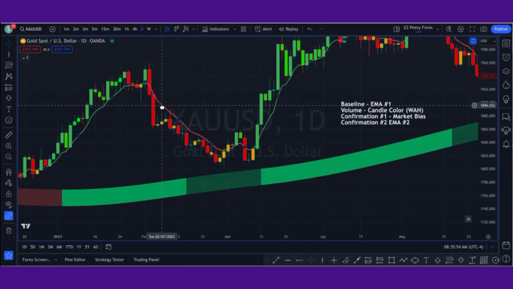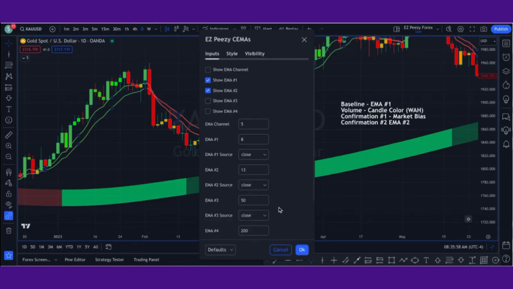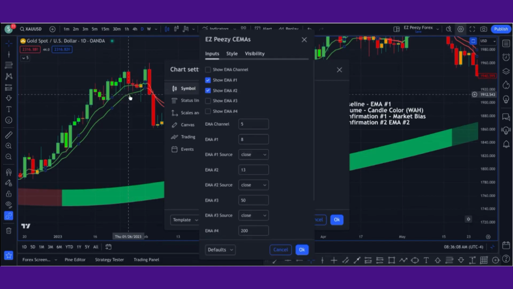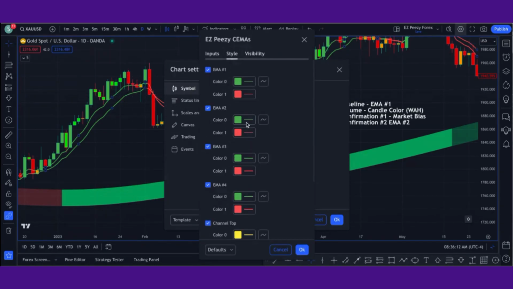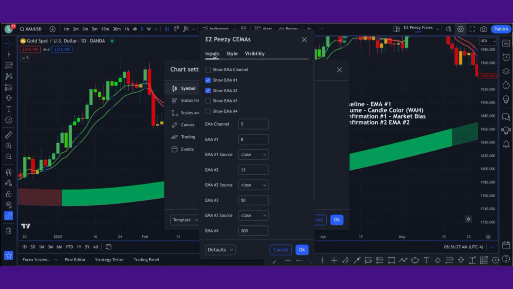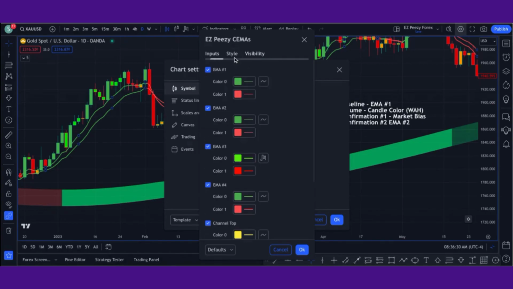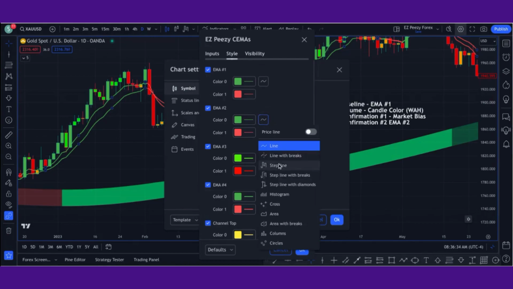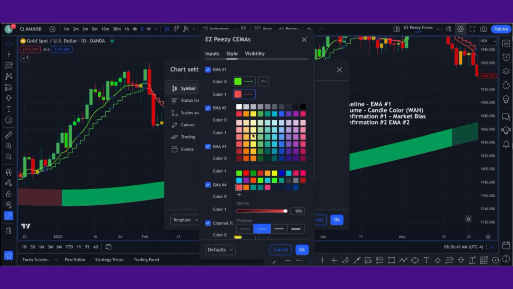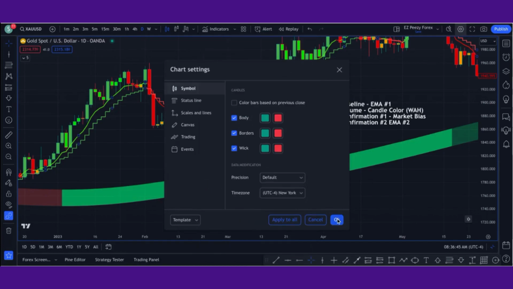So now I'm going to turn on another EMA. Since I have the 8, let's just do the 13. I'm going to make the main one that I cross, EMA number 1, bright, and the second one a step line. I'm just doing this so we can clearly see the differences.